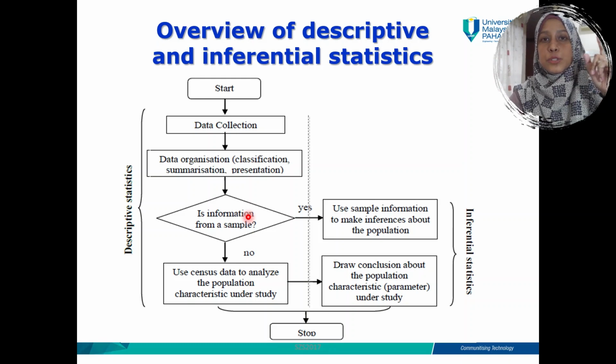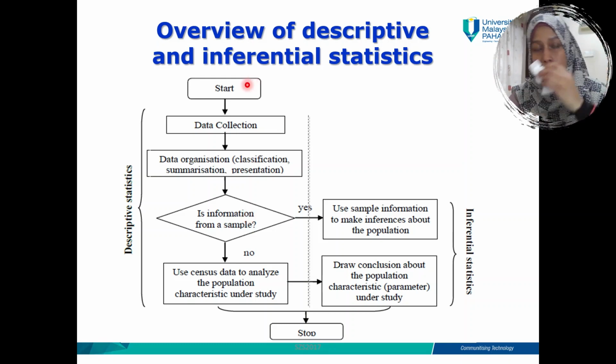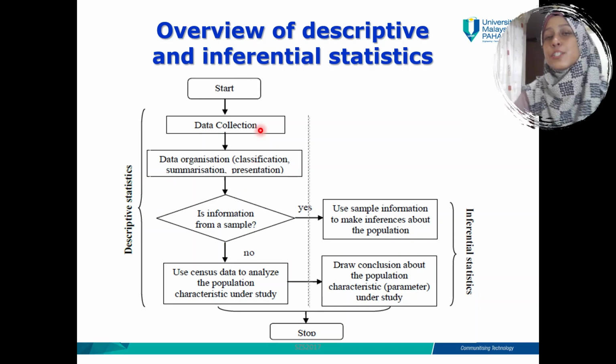Number 1 is to have an objective. You need to define, or find out, a very clear objective. And then after that, you can start with your data collection. Okay, so this is part of descriptive statistics.